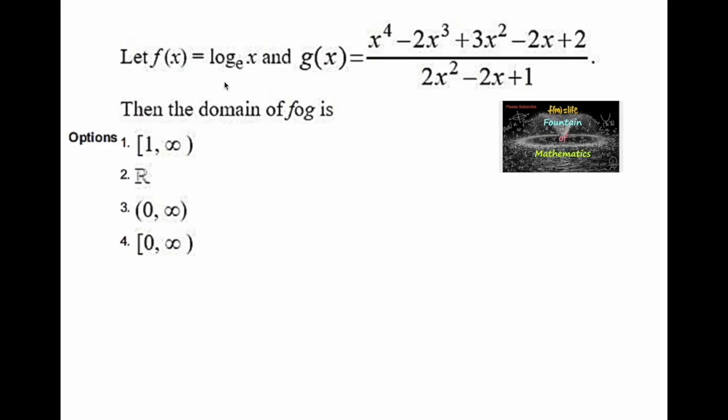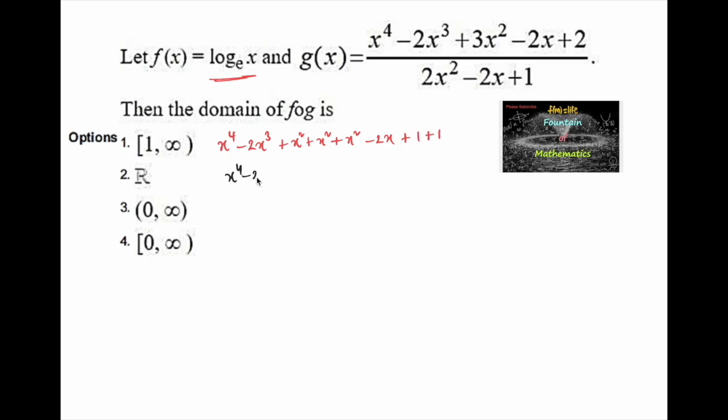Let f of x is equal to log x to the base e and g of x a rational function. Then we need to find the domain of the function f circle g, that is composite function. Let us consider the numerator part of the g of x, that is x power 4 minus 2x power 3, and here 3x square I can split up into 3 terms, x square plus x square plus x square, and minus 2x, and again 2 I can split up as 1 plus 1, so that I can regroup the terms.